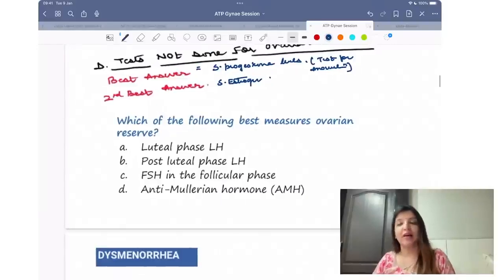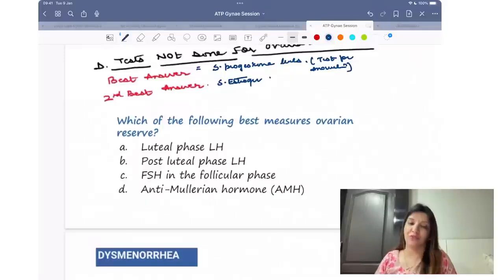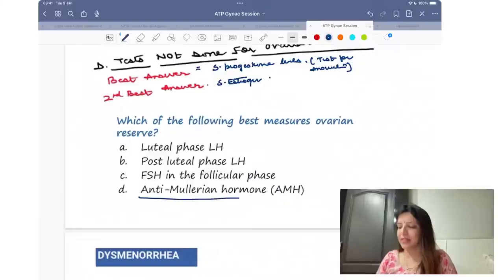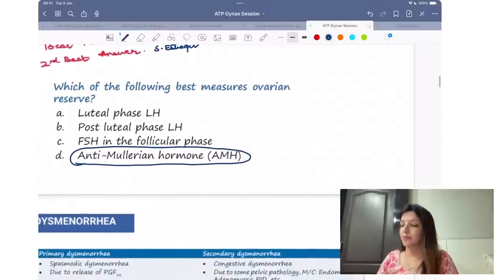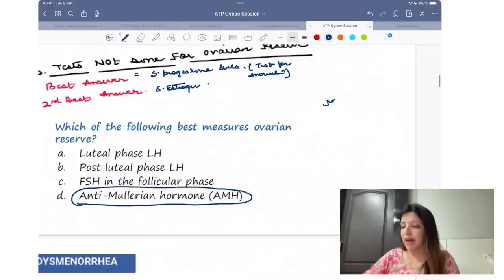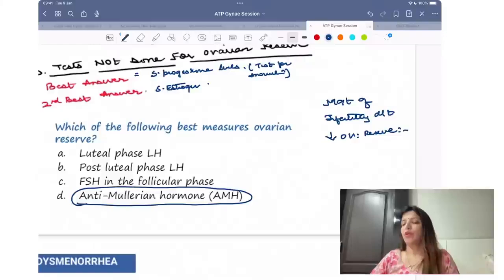Question is this, which has come in your PYQs. Which of the following best measures ovarian reserve? As I told you, the best test is anti-Mullerian hormone. Why is it the best? Because it can be done on any day. My next question to you is, what is the management of infertility due to decreased ovarian reserve?